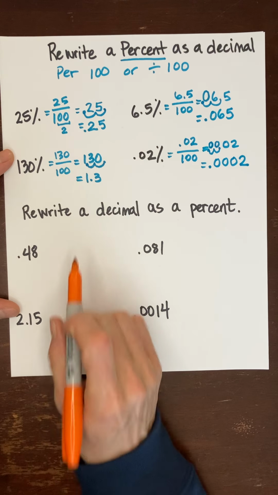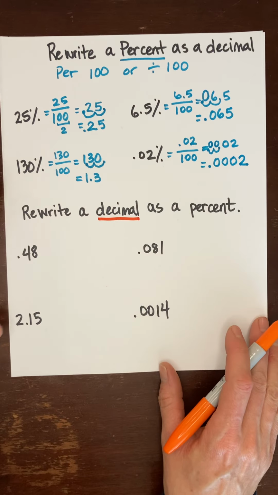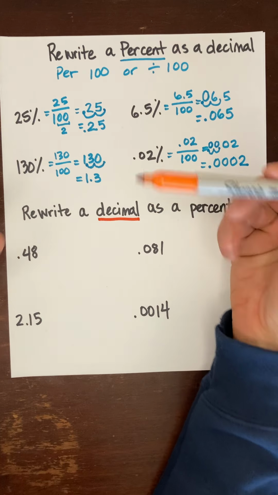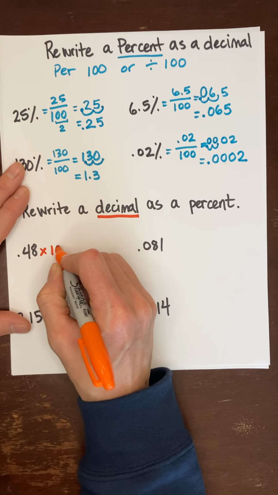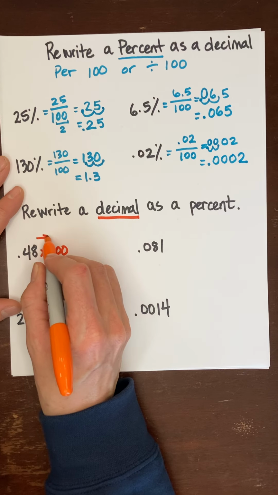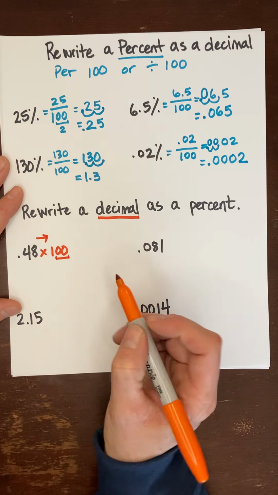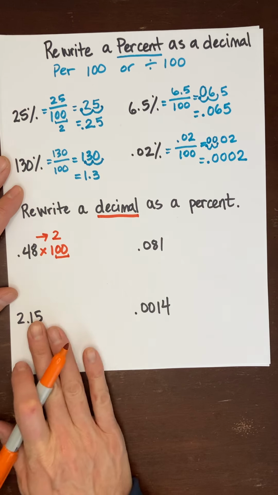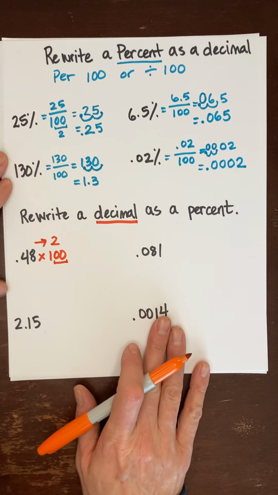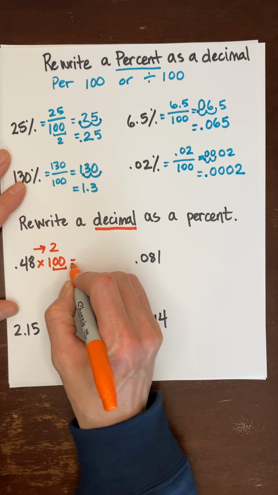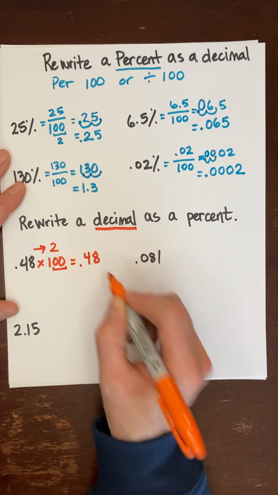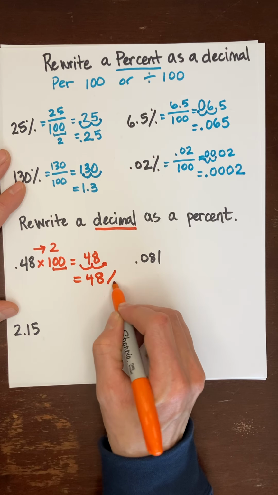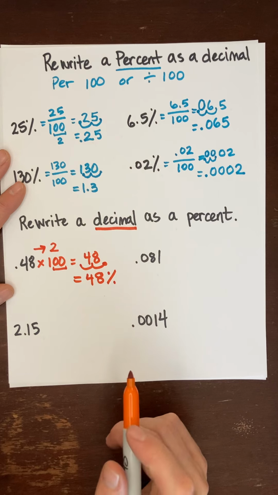Our next example, we're going to rewrite a decimal as a percent. So we're going to basically do the reverse of what we just did. Rather than divide by 100, we're going to multiply by 100. When we multiply, our decimal moves to the right. And because we're multiplying by 100, which has 2 zeros, we're going to go to the right 2 places. We're going to do that for every single problem. So we're always going to multiply by 100 when we're going from a decimal to a percent. So 0.48, move our decimal 1, 2. Our final number is 48%. Make sure we include that percent sign.